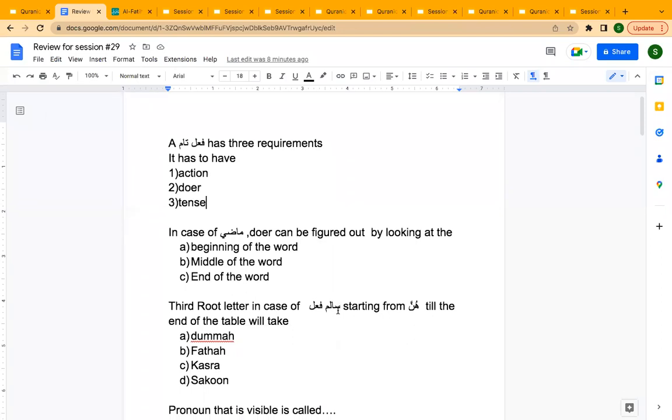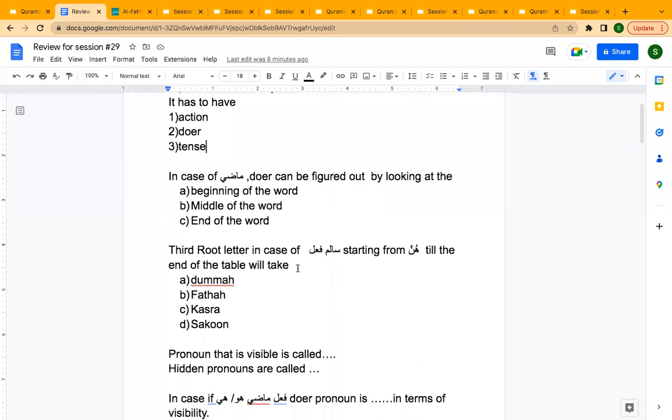Okay, now look at the next question. Third root letter in case of fail madi, this was madi. In case of fail madi, starting from hunna till the end of the table will take sukoon. Very well done. So this sukoon is very important. For the beginners, this sukoon is very important. People get confused between attached pronoun and doer pronoun just because they do not remember the fact that the third root letter in case of past tense, starting from hunna till nahnu, will get sukoon. I hope you are all with me.